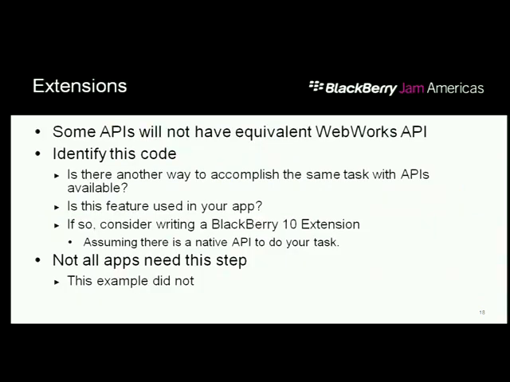So keep in mind that some of the applications that you're converting over will not have APIs that convert over to WebWorks or Cascades. So what you will have to do in that situation for WebWorks is build an extension using Cascades or the Native Development Kit using C and C++. So you want to make sure you identify this code, and make sure it's useful for your application. If your users don't use it, why bother writing it, right? If it is a feature of the app that you could accomplish some other way, using some of the APIs that are already available, there's no point in writing the extension. You just do it that other way.